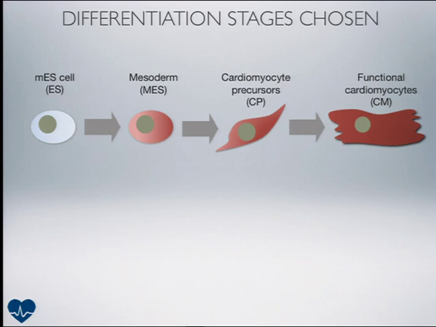And so we very carefully defined the stages that we wanted to look at, and I'm going to show these stages a lot. So I just want to make it clear the nomenclature. Obviously, embryonic stem cells, ES cells, mesoderm stage, MES. Cardiomyocyte precursors, CP, and functional cardiac myocytes, CMs.